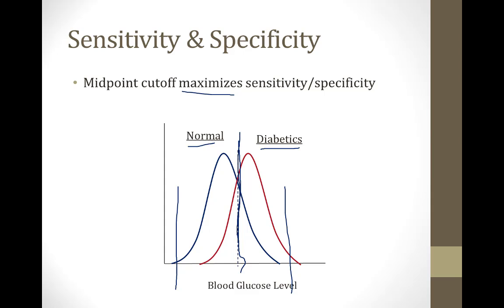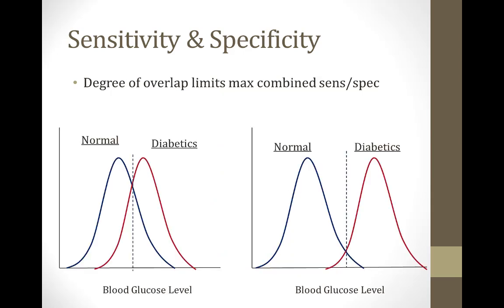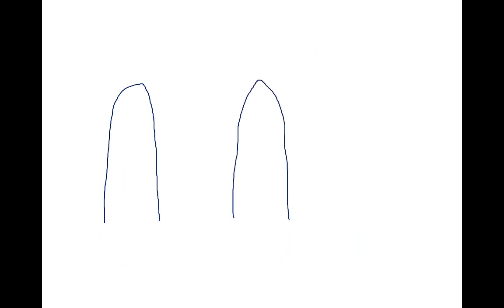You should also know that the degree of overlap of the two curves limits the maximum combined sensitivity and specificity. So remember that an ideal test would have a normal group of patients that looked like this and a disease group of patients that looked like this, and we'd be able to choose a cutoff in the middle that was perfect. It perfectly divided the patients into normals below it and disease patients above it. Now, there is no such test like this, but the closer we get to this ideal situation, the better our sensitivity and specificity. If we had an ideal test like this, it would achieve a 100% sensitivity and 100% specificity.